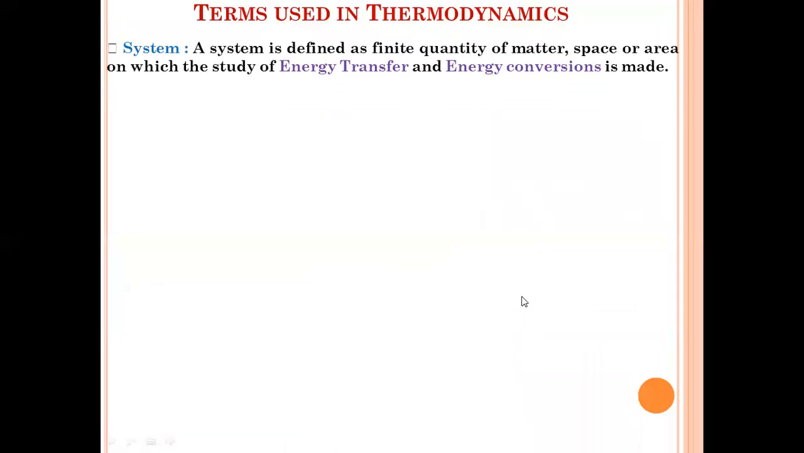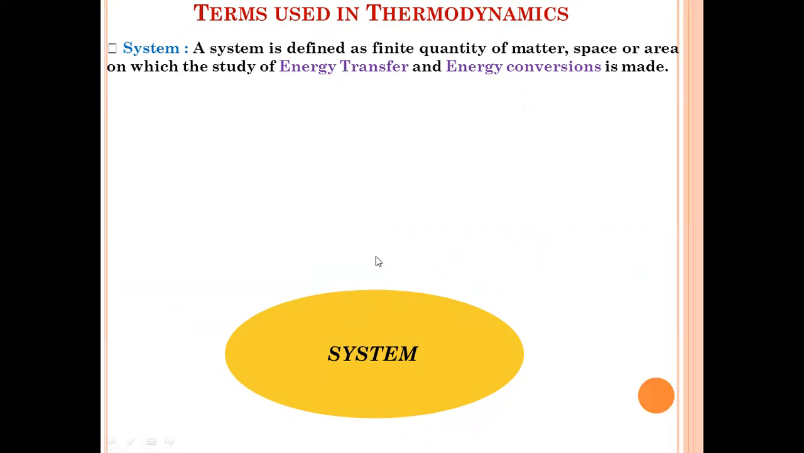Terms used in thermodynamics. System. A system is defined as a finite quantity of matter, space or area on which the study of energy transfer and energy conversion is made. Means a certain quantity of matter from space is taken under consideration for study purposes. So let us consider this is the system. This is the part of a space on which the energy transfer and energy conversion is made.